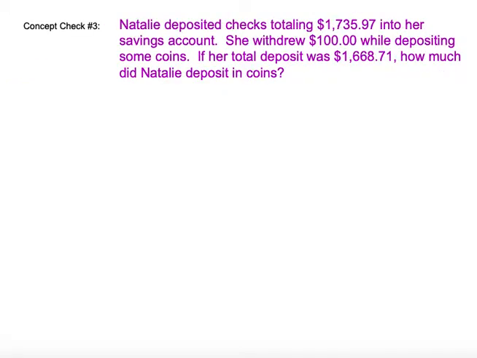All right, for our last check, we're going to look at Natalie. Natalie is depositing checks that total $1,735.97 into her savings account. She withdrew $100 while depositing some coins. If her total deposit was $1,668.71, how much did Natalie deposit in coins? So we're going to remember that our total deposit is always equal to our checks plus our currency plus our coins, or I'm just going to call that cash, minus less cash received.